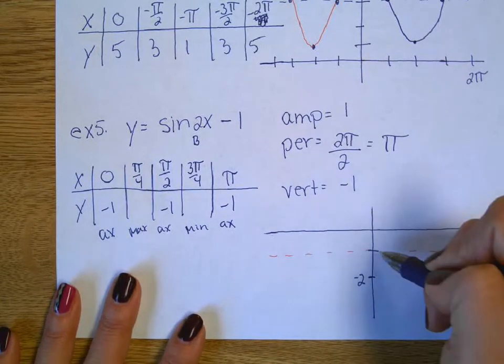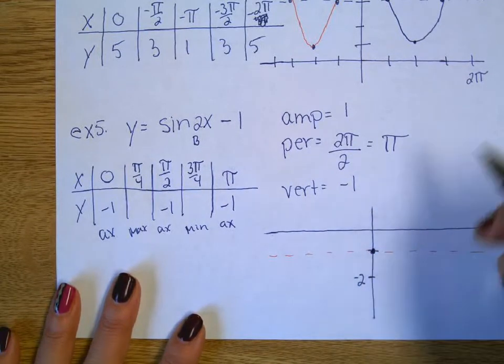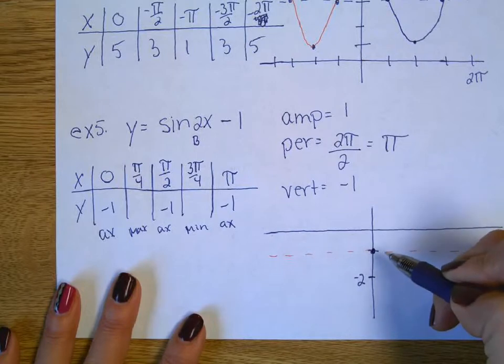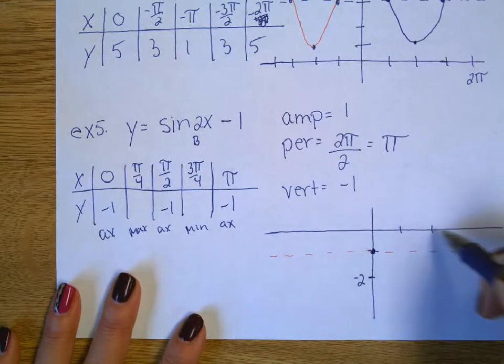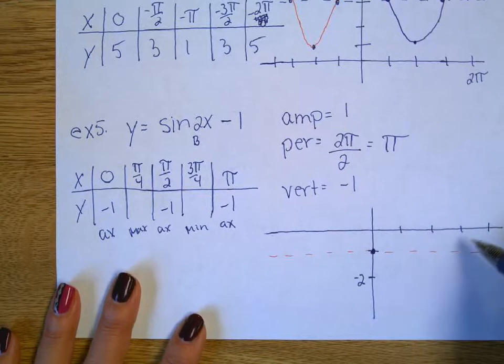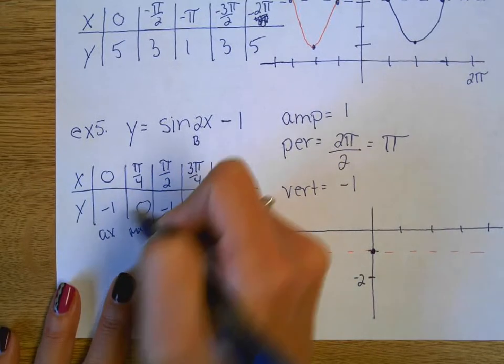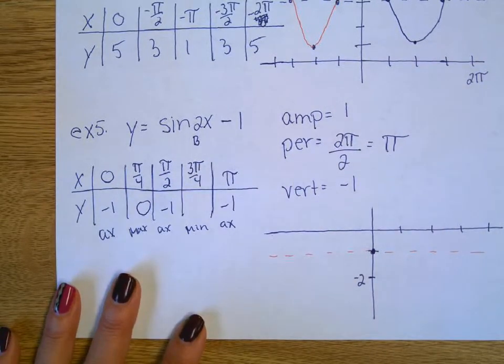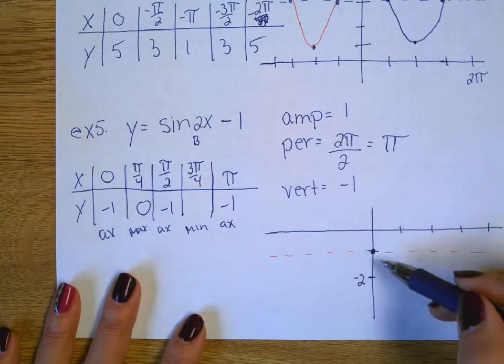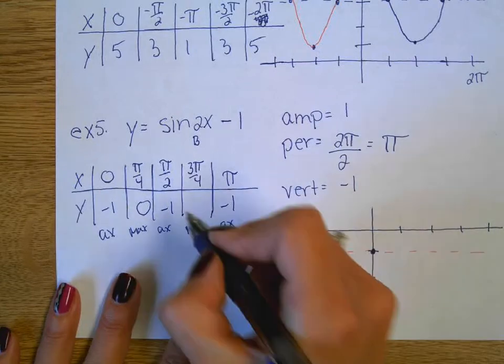So if I'm at -1 to start, and I'm going to my max, how high up am I going to? Your amplitude is 1, so I would be going to 0, because my amplitude is 1. If I go 1 up from -1, I'm going to be at 0. If I go down 1 from -1, where am I going to be at? -2.